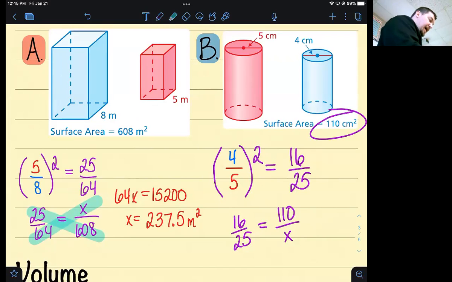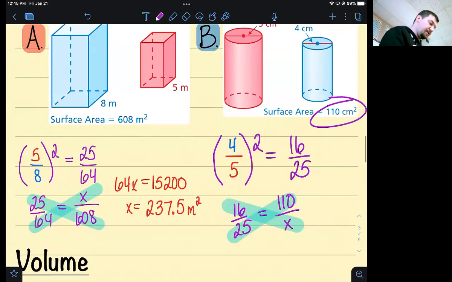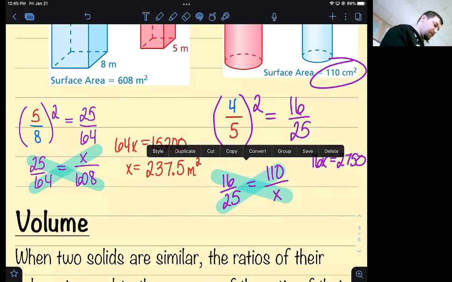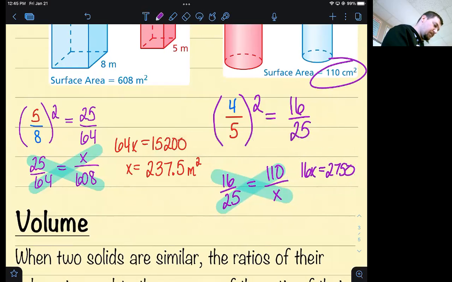So Sky, after you recalculate this, tell me what 25 times 110 is. 2,700. Okay, and then divide that by 16. 0.8875. Okay. And what are we labeling this in if it's an area problem? That's right. Okay.